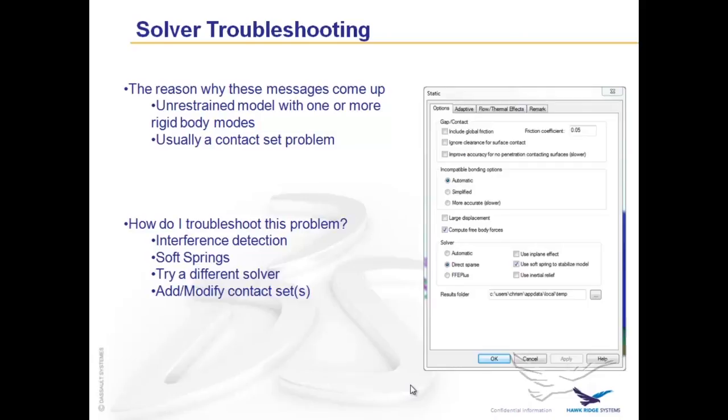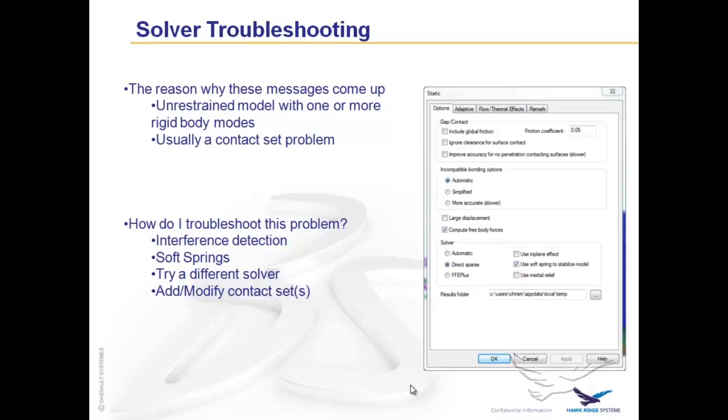Now, how would you troubleshoot this? Well, again, remember I mentioned interference detection. In this case, for the solver troubleshooting, if you've already passed the mesher phase and the mesh is fine, what I would use interference detection for is, remember that checkbox for treating coincidence as interference. I would use that and check and see, are the faces that I think are touching actually touching? Because oftentimes it'll be a global contact set problem.